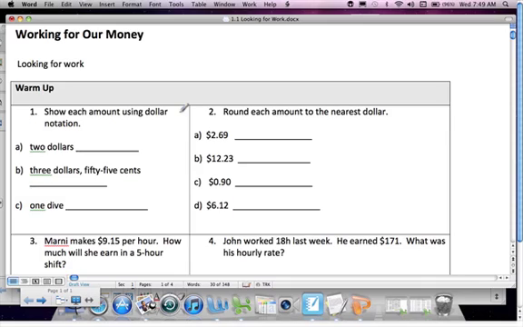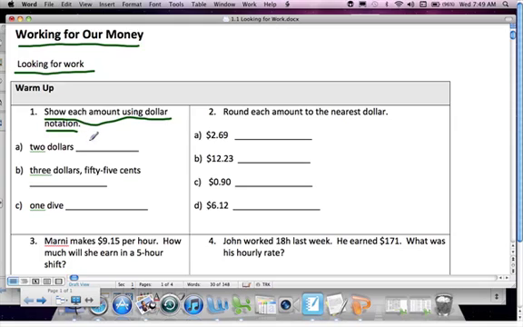The following are answers to Work 1.1, Looking for Work. So we're working on Working for Our Money in Unit 1, Looking for Work. As part of this warm-up, the instructions are to show each amount using dollar notation.